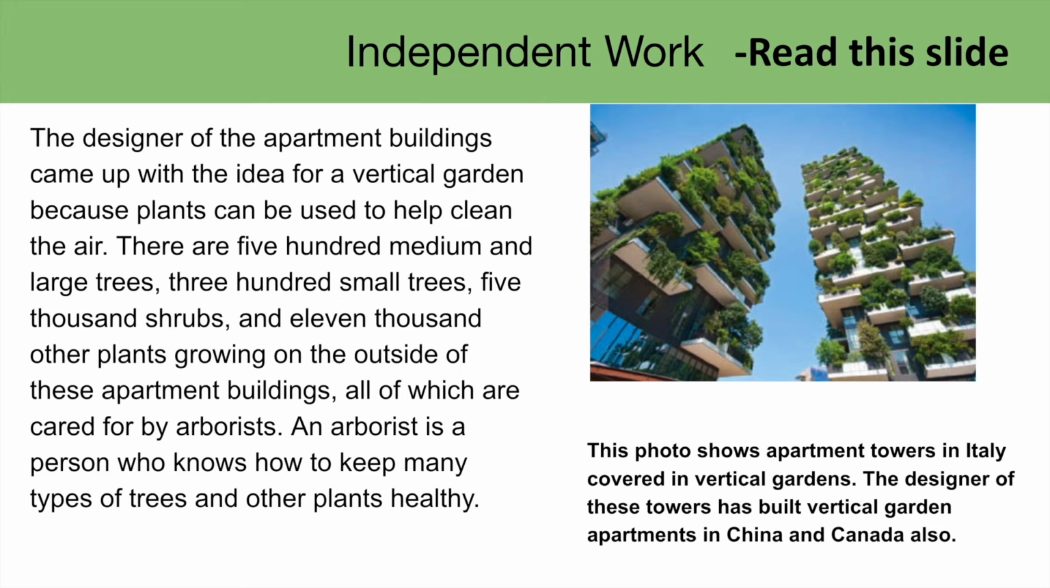There are 500 medium and large trees, 300 small trees, 5,000 shrubs, and 11,000 other plants growing on the outside of these apartment buildings, all of which are cared for by arborists. An arborist is a person who knows how to keep many types of trees and other plants healthy. This photo shows apartment towers in Italy covered in vertical gardens. The designer of these towers has built vertical gardens, apartments in China and Canada also.